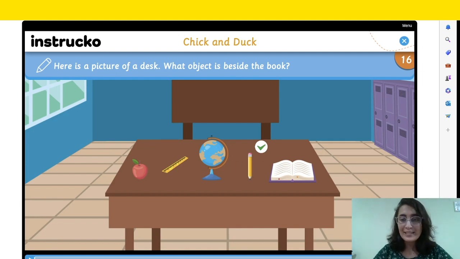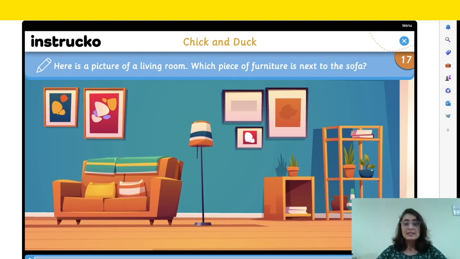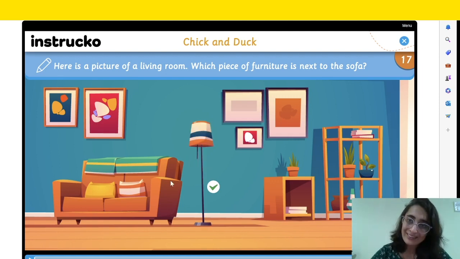Okay, now let's move to the next activity. See, now you can see a room full of furniture, right? Here is our sofa, and here is the lamp, and here is the side table, and then this is a wooden stand on which there are decorative plants, right? Now the question is asking us, which piece of furniture is next to the sofa? See, this is the sofa now. What is right next to the sofa? Correct, it's this lamp. See, there's nothing between the sofa and the lamp. So we can say that the lamp is beside the sofa, right?